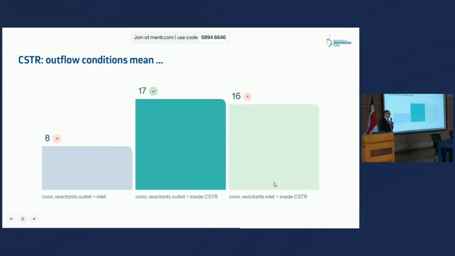Yeah, the majority has it right. That's good. The right answer is that what we measure at the outlet is what you find everywhere because it's continuously stirred in the reactor, and the other two are wrong. Next question we still have here.